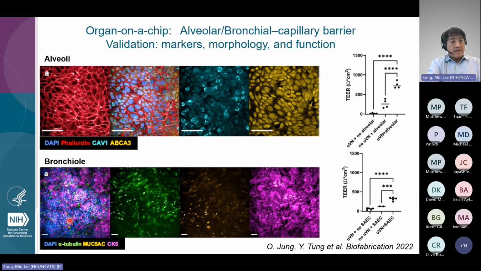And we confirm the markers of the small airway epithelium, which is the ciliated marker, alpha tubulin, and also the goblet cell marker, which is MUC5AC, and then the basal cell marker, which is CK5. And we also confirm that inclusion of the alveolar epithelium or the small airway epithelium dominantly increases the barrier function, and inclusion of both the epithelium and vasculature synergistically increases this barrier function in this model as well.